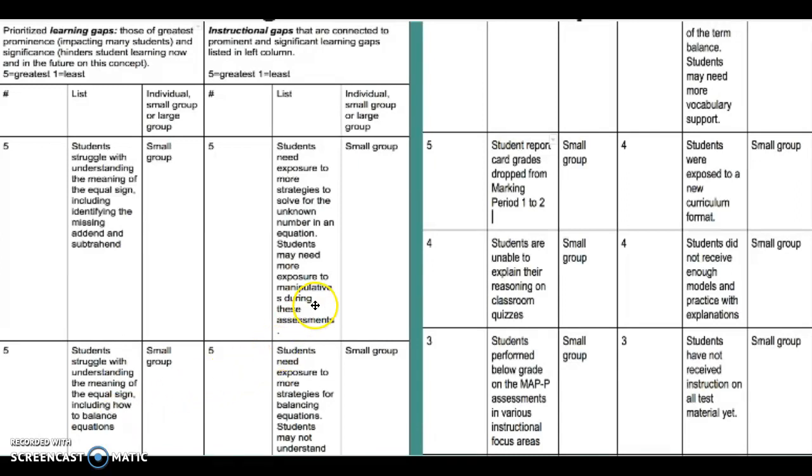An instructional gap, the top one that we both identified, was that students need exposure to more strategies to solve for the unknown number in an equation. Students may need more exposure to manipulatives during these assessments. Manipulatives are key for understanding math because students are able to see the difference between the two numbers. They can identify them with colors. They can identify it with more or less, and providing them with that information while they're testing has shown great growth in most of her students.